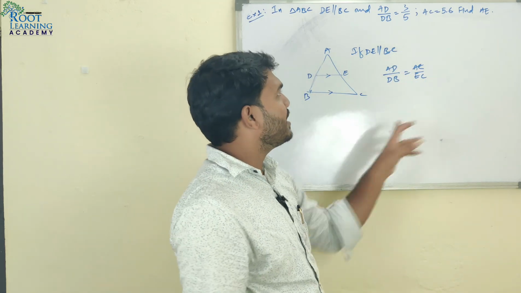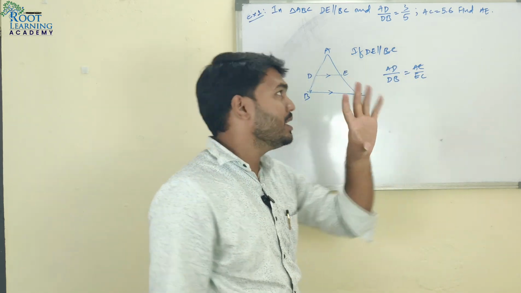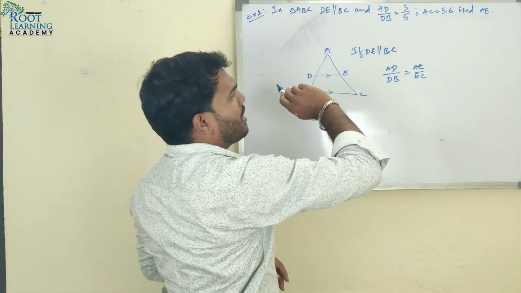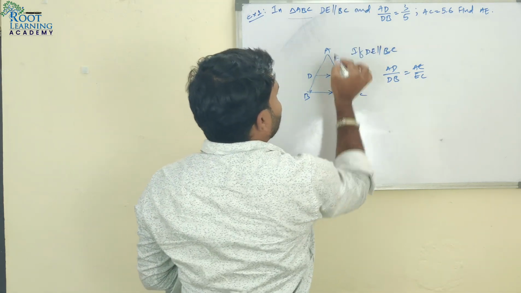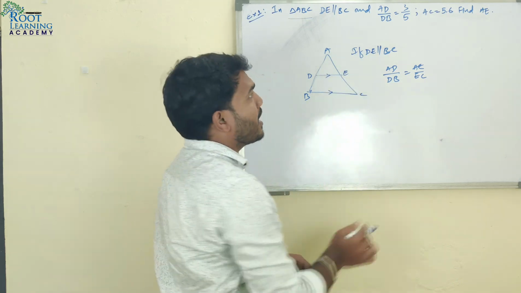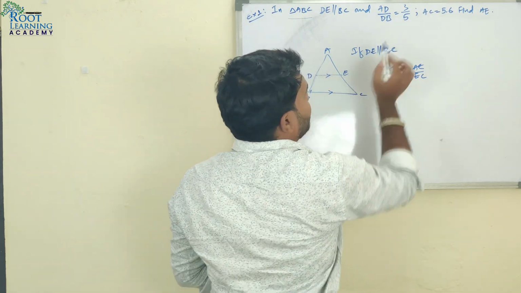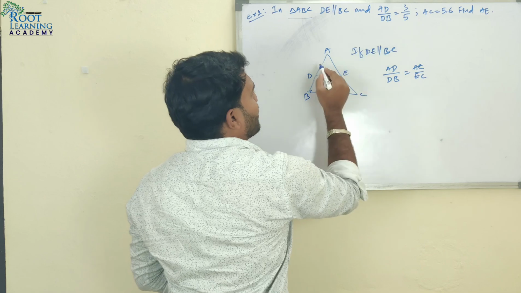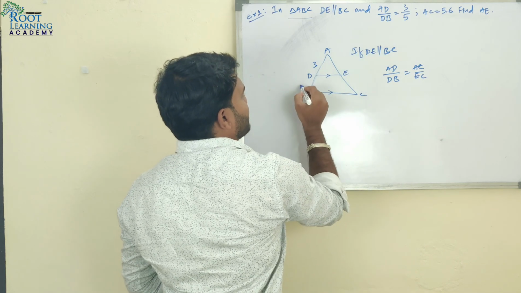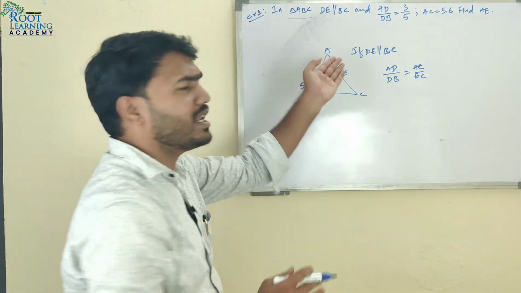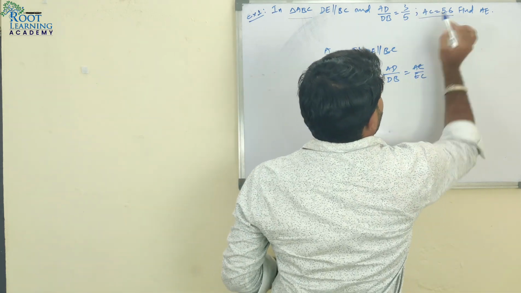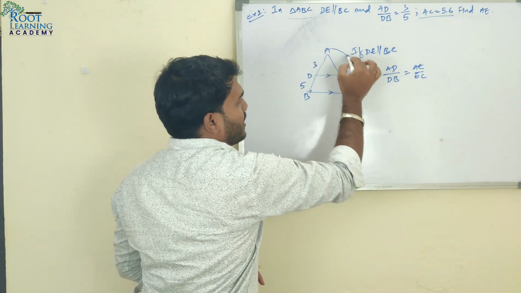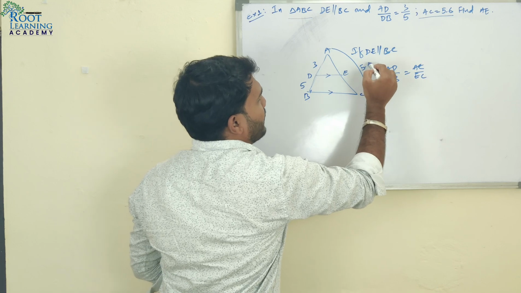So by using this condition, we are going to solve this question. See, in this question, in triangle ABC, DE is parallel to BC. And what you mentioned, AD by DB is equal to 3 by 5. So AD is equal to 3, DB is equal to 5, or else directly you can consider AD by DB is equal to 3 by 5. AC is equal to 5.6. He mentioned AC is equal to 5.6.